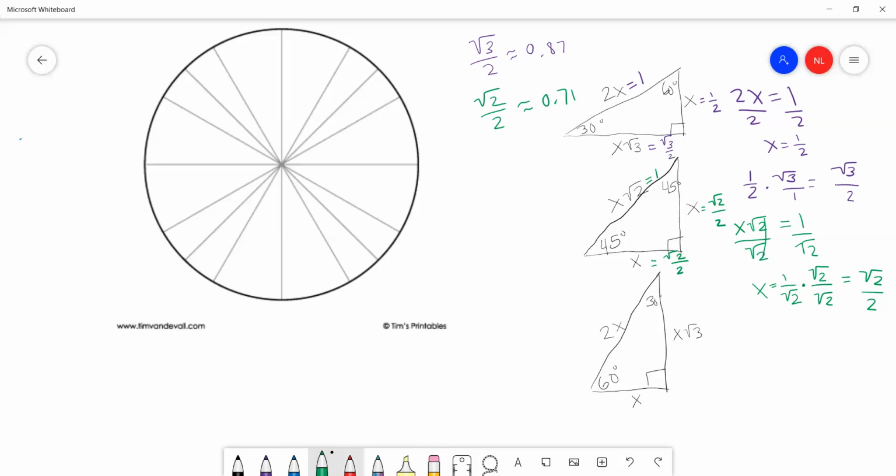All right, last one we're going to do is our other 30, 60, 90 triangle. Again, let's say I told you that the hypotenuse was equal to 1. Well, we already worked that out algebraically up here in the purple. If 2x equals 1, then what is x? Well, this is 1/2. And what is x rad 3? Well, rad 3 over 2.